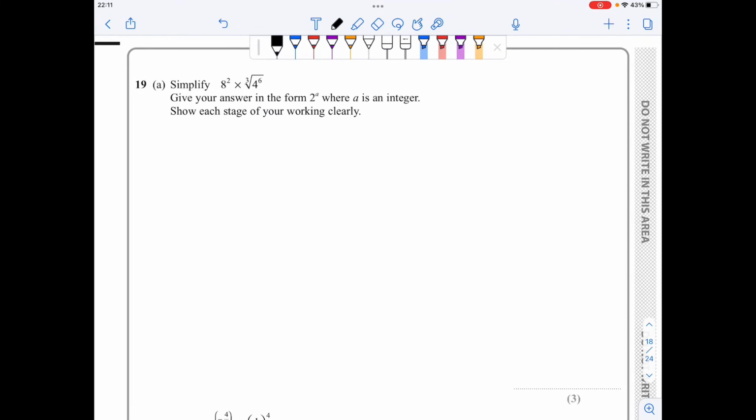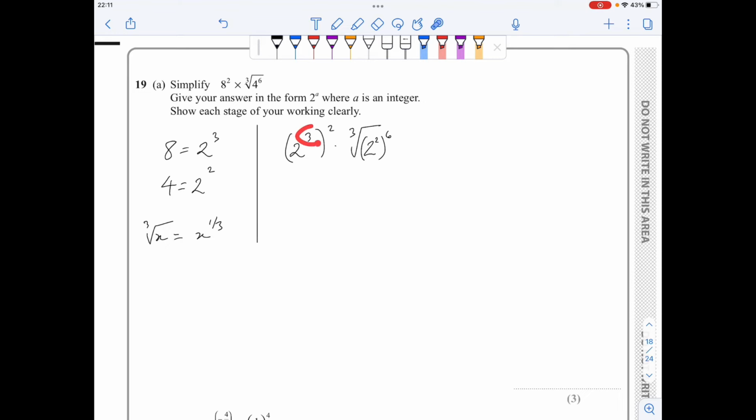For question 19a, note that I have to write everything as a power of 2. So 8 can be written as 2 to the power of 3 and 4 as 2 to the power of 2. Further, note that I have a cube root here. A cube root of something is equal to that something to the power of 1 over 3. So now I can begin simplifying. (2 to the power of 3) everything squared, times the cube root of (2 squared) to the power of 6.